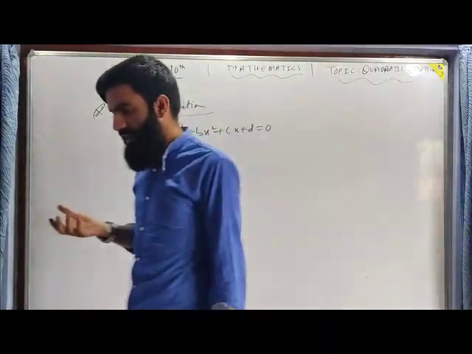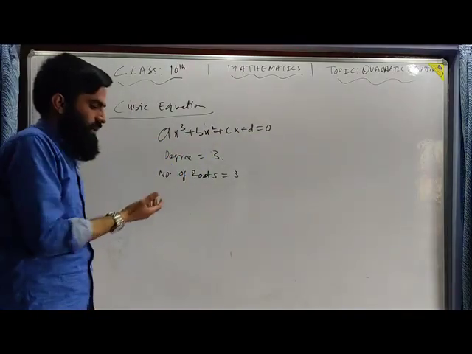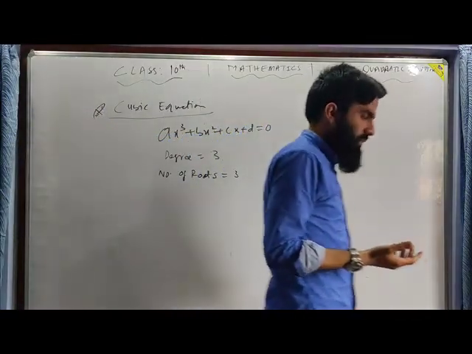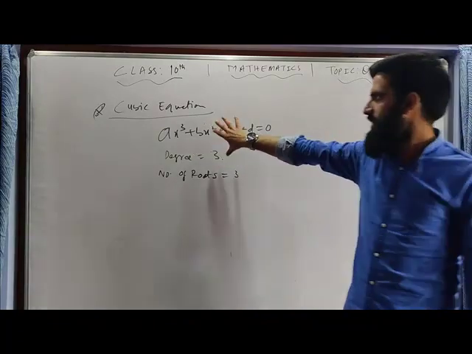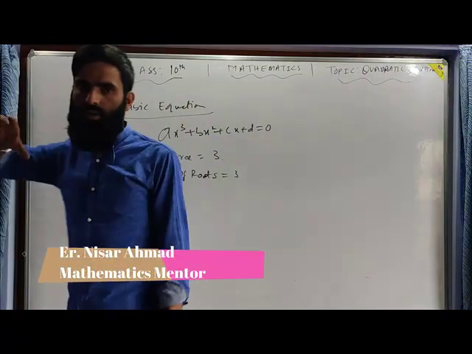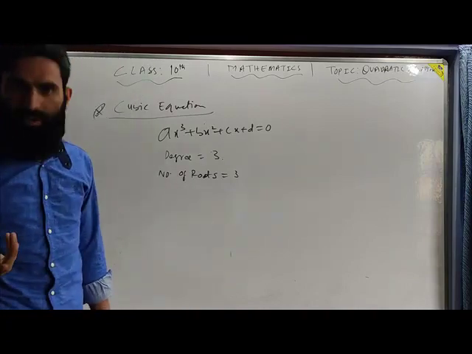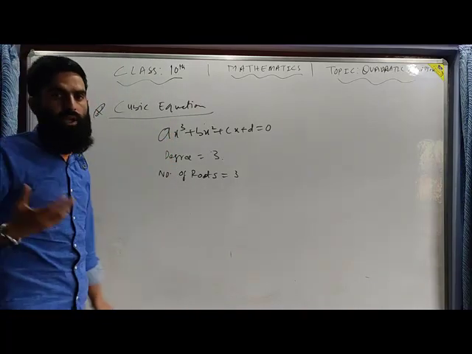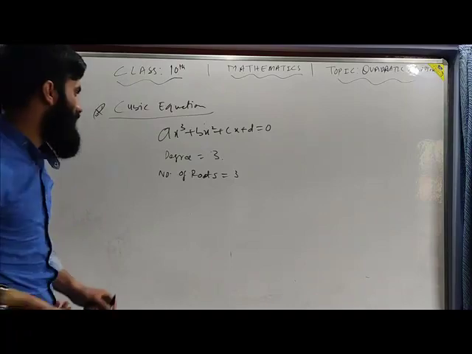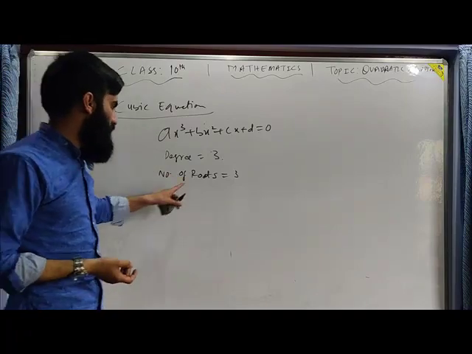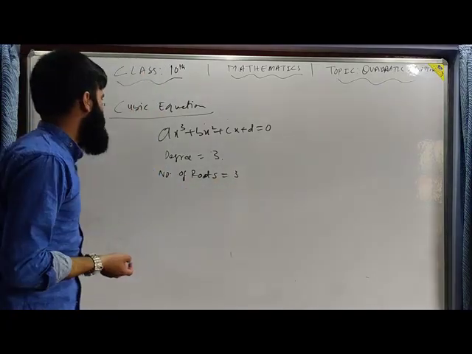If the equation is something like that, we will have imaginary roots at that time, or if the equation is given in such a manner that when we solve it we get real values, the roots will be real, okay? So it depends upon what kind of equation we have been given. So its degree will be 3 and its number of roots will be 3, okay?